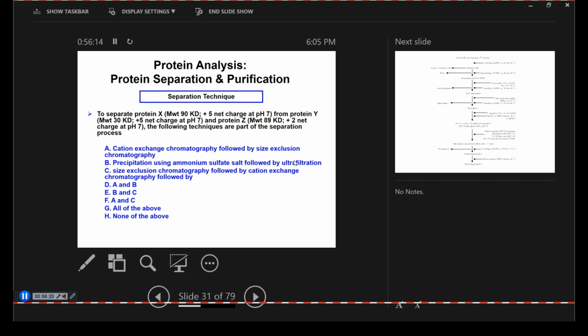The order doesn't matter. Oftentimes you start with size exclusion or membrane filtration, kind of the norm, and then go to ion exchange, but really it doesn't matter. You'll get the same end results.